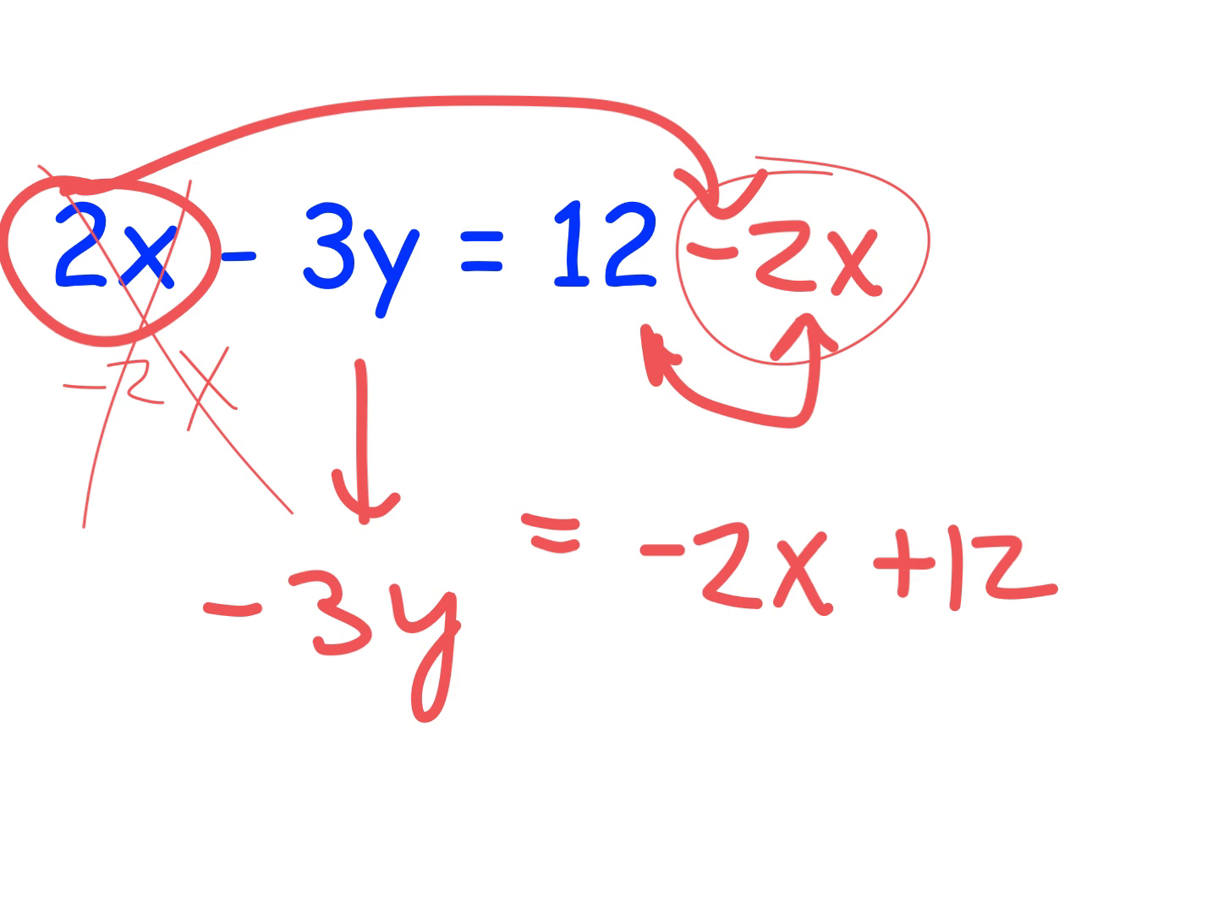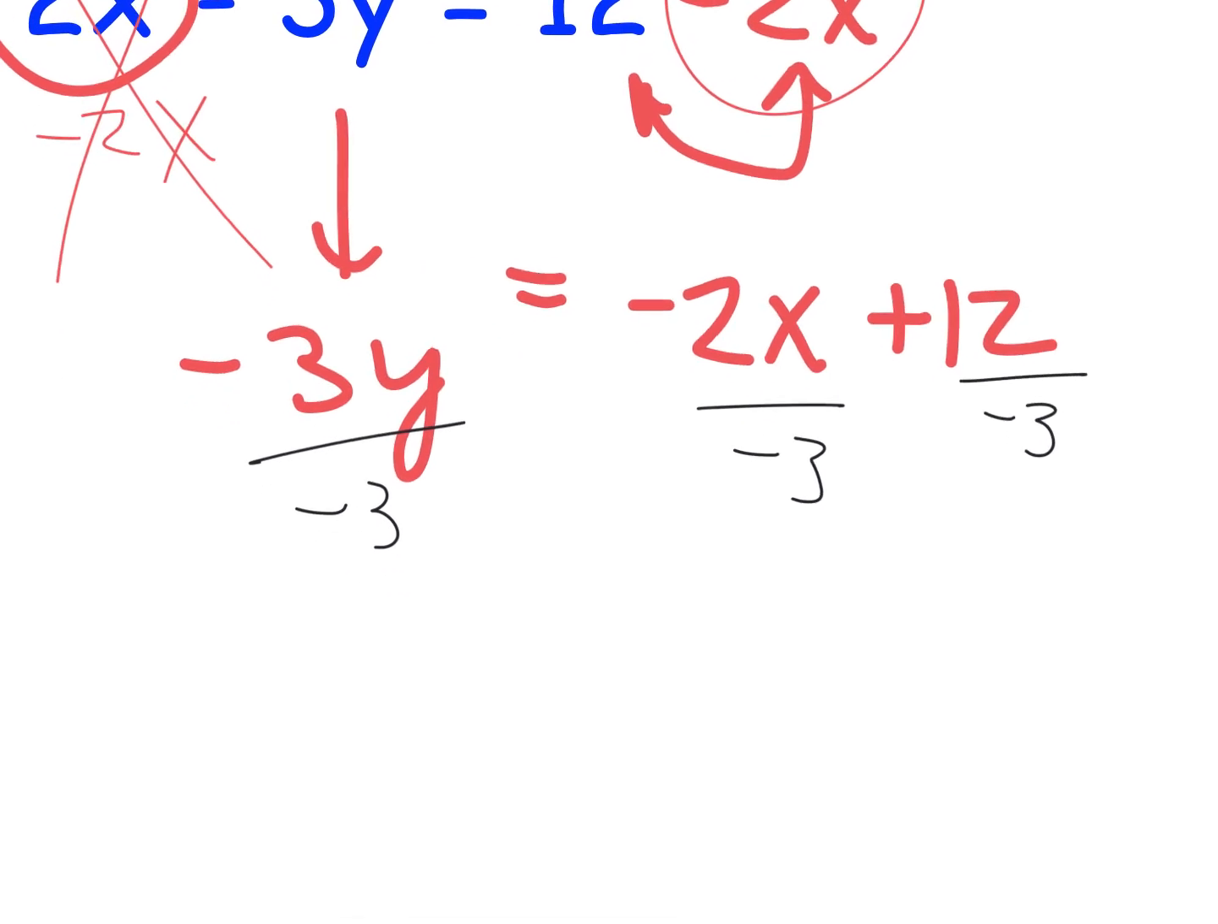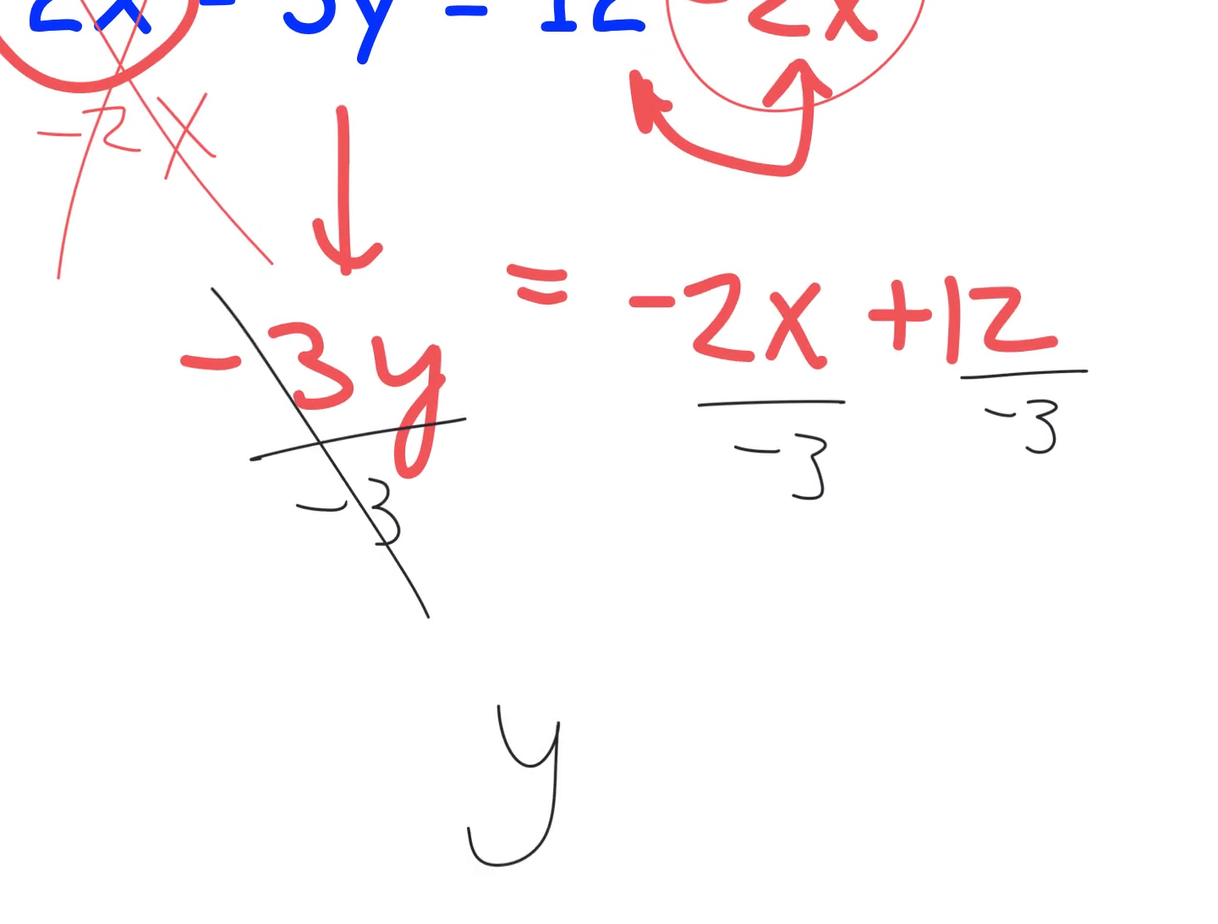And now, divide by negative 3, divide by negative 3, divide by negative 3. And some people do this with all one big divide sign over here. I don't think you should. I think you should divide them separate. I'll show you why. That's my slope right there.